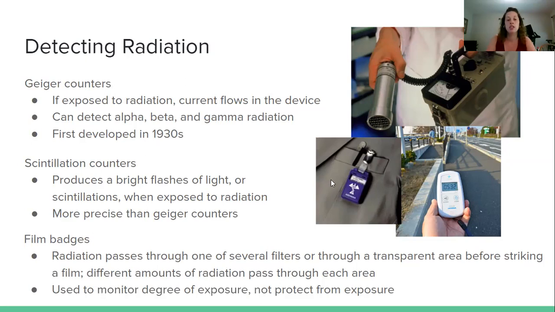What happens is radiation passes through several filters within this device, and it goes through a transparent area and strikes a film. Different amounts of radiation can pass through each area, and what shows up on the film is the radiation that's present, and it gives you more information about it. We use this to monitor the degree of exposure, but it doesn't protect you from exposure at all. And really, none of these are going to protect you from exposure. They just let you know if the exposure exists. They just detect it.